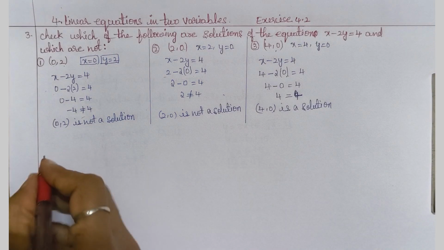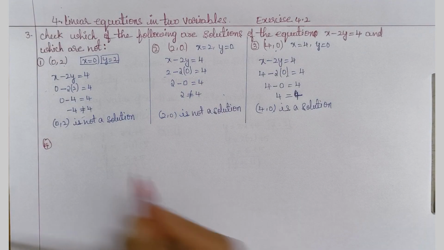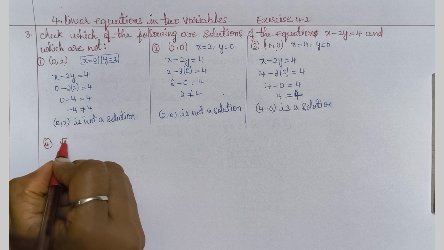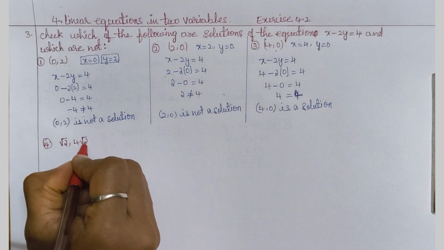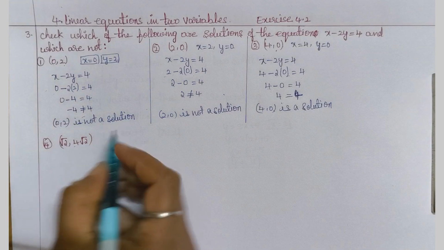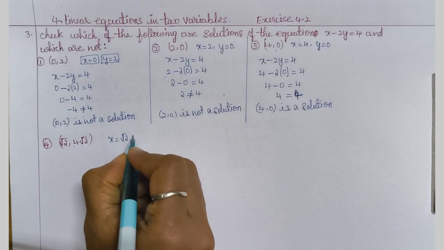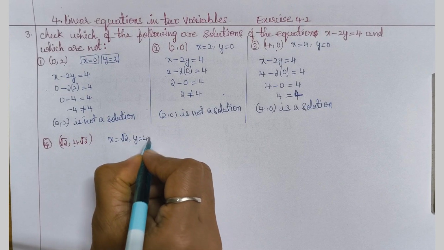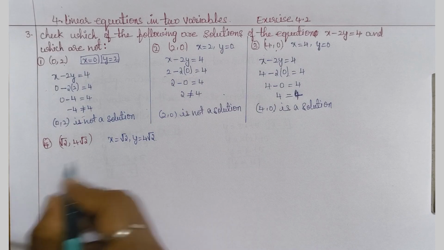Now see here. The fourth question I will write. What is the fourth question? Root 2, and the next number is 4 root 2. Root 2 and 4 root 2. This one we will do. See here, in this one, x is equal to root 2. Next, y is equal to 4 root 2. x is equal to root 2, y is equal to 4 root 2.